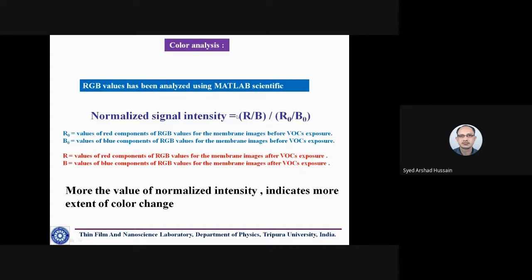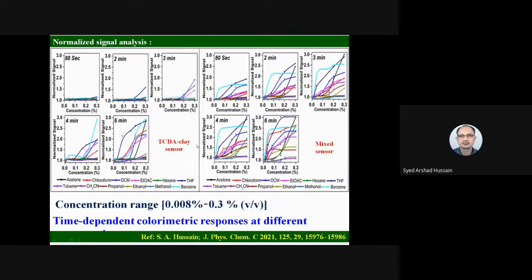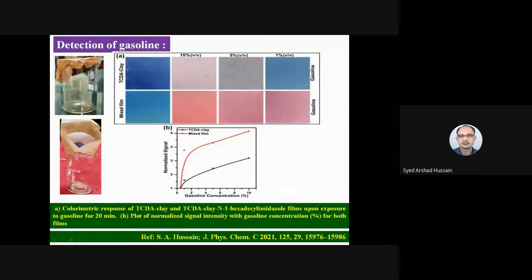We defined a normalized signal intensity, which is the red divided by blue after exposure, that is after conversion to red, and then R0 by B0, before exposure. If this is increasing, that means conversion towards red is higher. We see that this shows linear behavior with concentration and with time. You see these are the plots, and it shows almost linear behavior. So from here you can quantify that this concentration of VOC is there, this concentration of gasoline is there, this much adulteration is there. It's possible. So this is our system. We exposed it to simple gasoline.